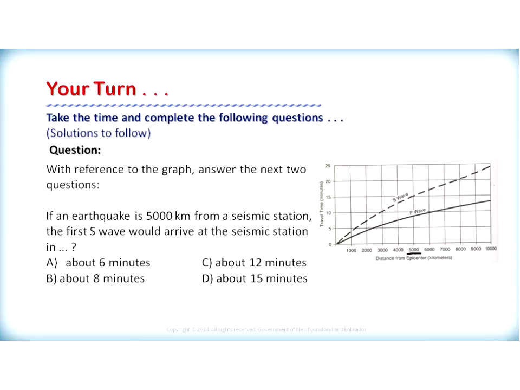So if we go up from 5,000, so we know that's the distance, the P wave arrived at approximately 7 to 8 minutes. But if we keep going until we intersect with the S wave arrival time, we notice that the arrival time of the S wave was at 15 minutes. So our answer to this question would be D. The S wave arrived at approximately 15 minutes.